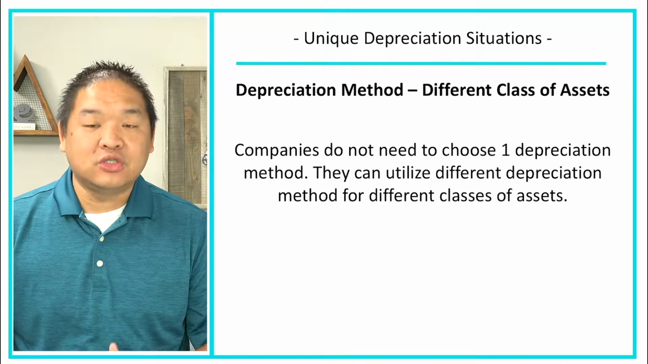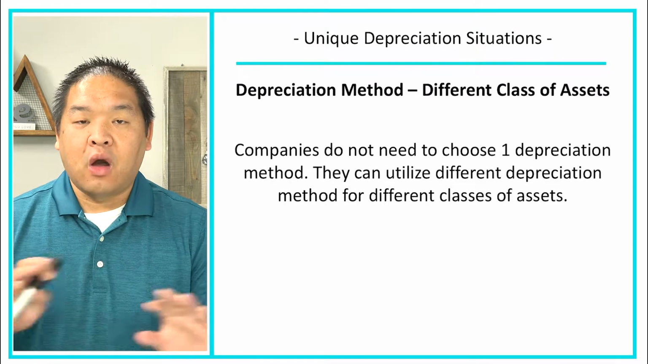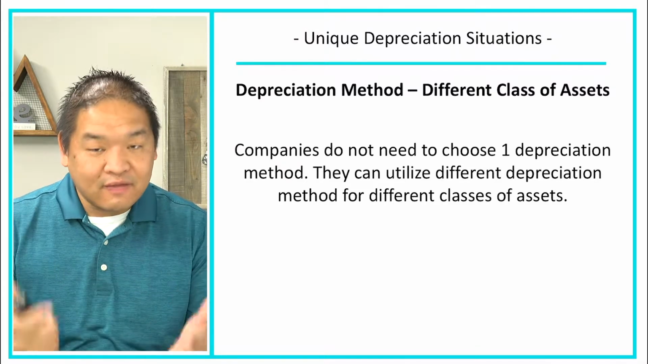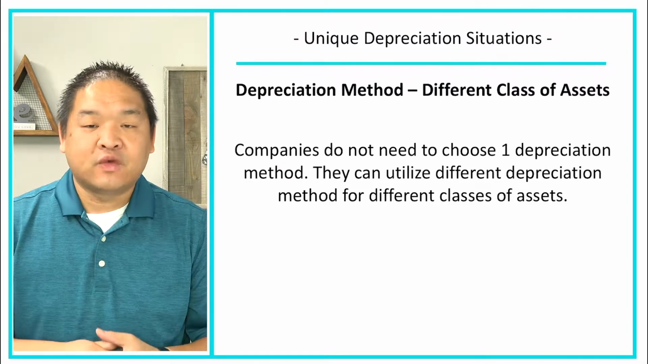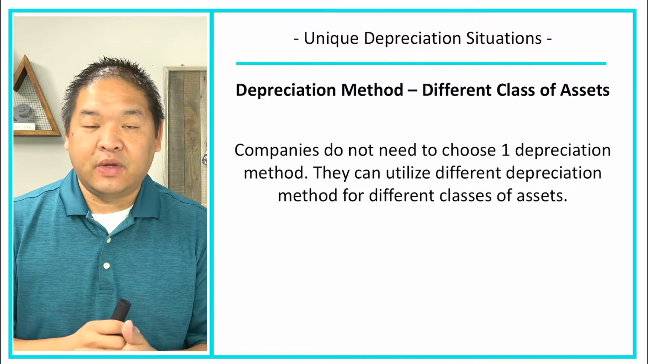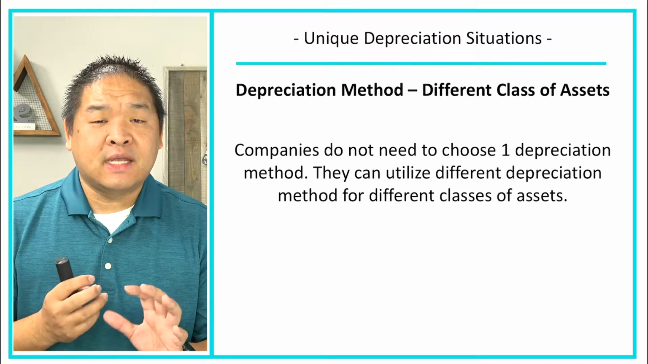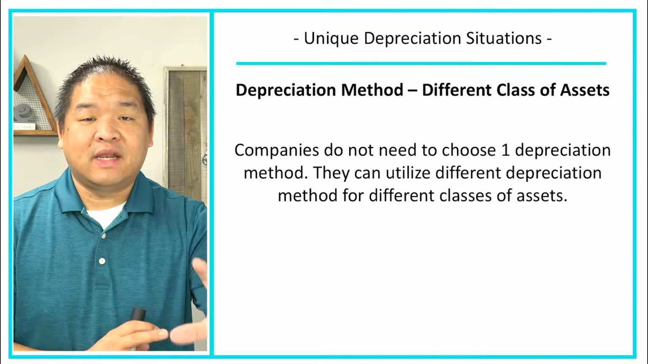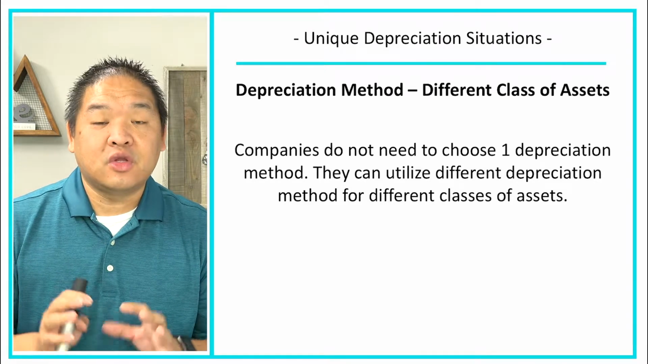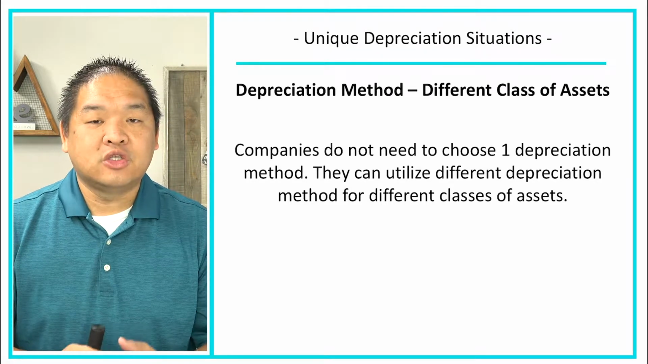Companies do not need to choose one depreciation method for all of their long-lived assets. They can actually use different depreciation methods for different classes of assets. Most companies will only use one because it keeps it simple, and then we don't have to think about it. But if you want to use straight line for one set of assets, double declining for another, and units of production for a third, you can definitely do that. The key here is you've got to be consistent.